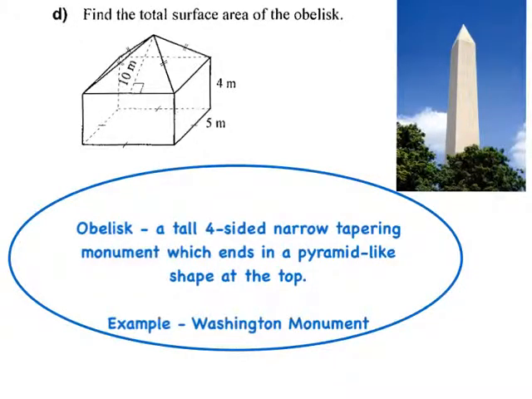And for problem D, it says find the total surface area of the obelisk. And an obelisk is a tall, 4-sided, narrow, tapering monument which ends in a pyramid-like shape at the top. An example is the Washington Monument. So you're going to find the total surface area of this figure, and this time you will be including the base. So please complete these 4 problems, and when you're ready to check your answers, please raise your hand so your teacher can check it.